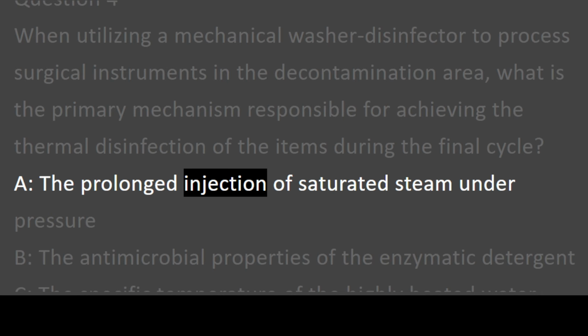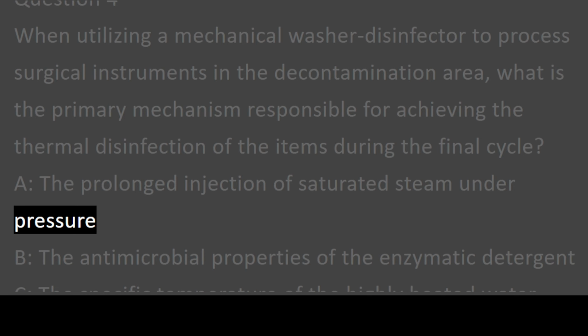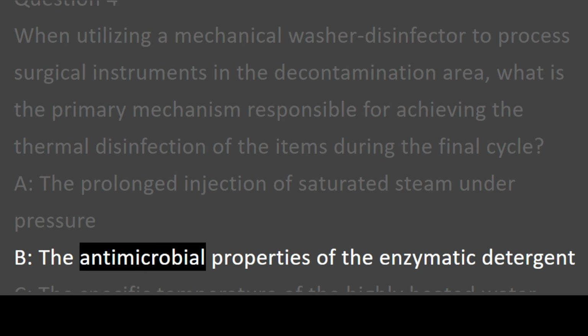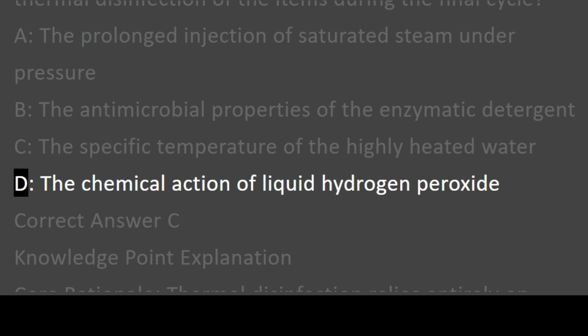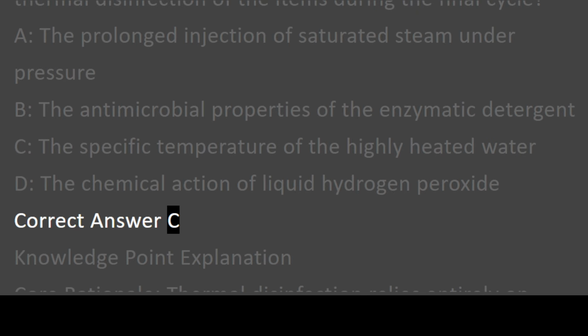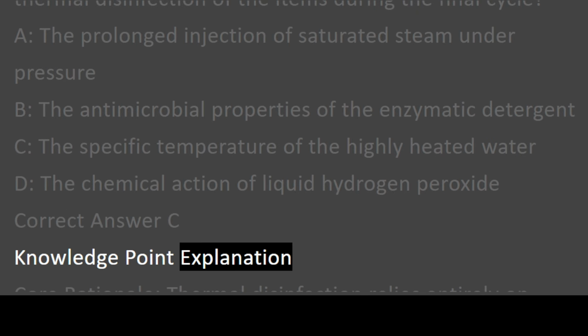A. The prolonged injection of saturated steam under pressure. B. The antimicrobial properties of the enzymatic detergent. C. The specific temperature of the highly heated water. D. The chemical action of liquid hydrogen peroxide. Correct answer C. Knowledge point explanation.